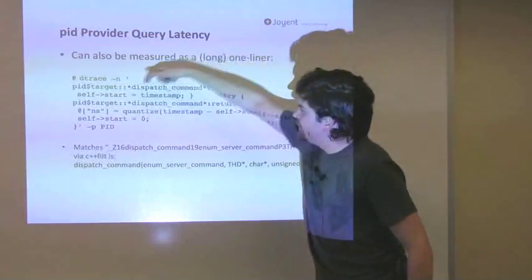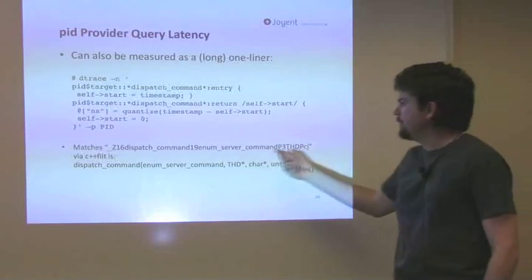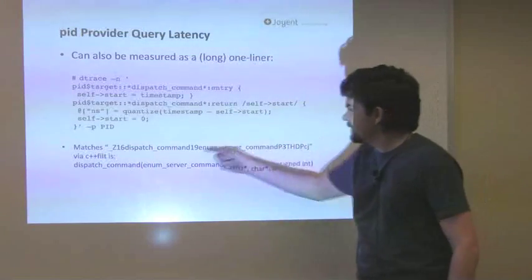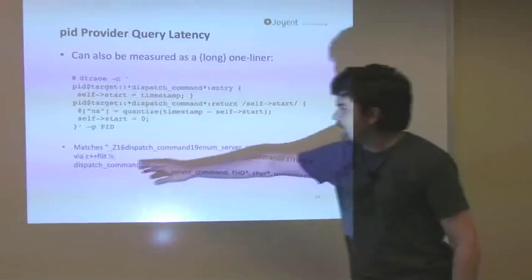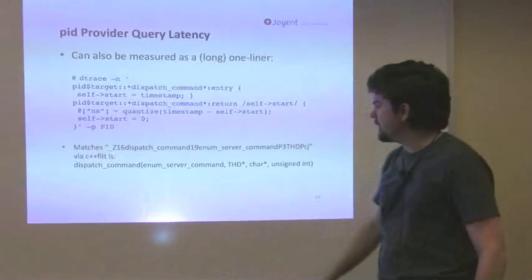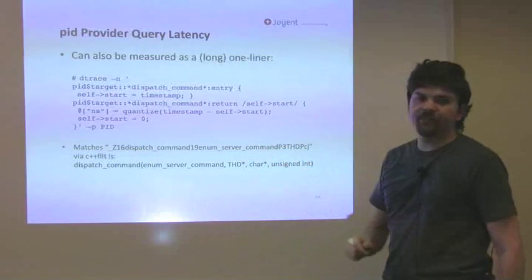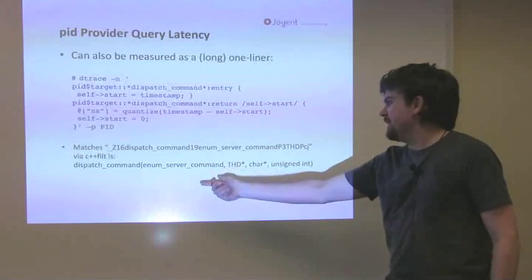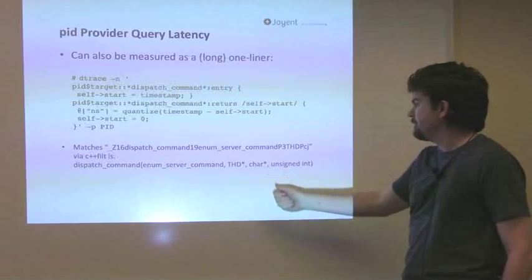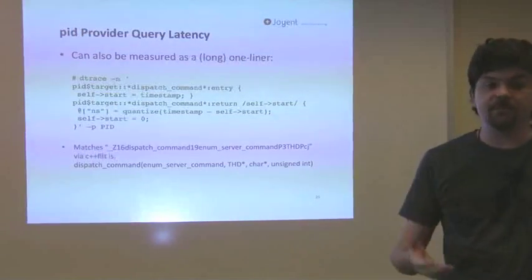There are wildcards around the dispatch command name because when it's actually compiled up, it looks something like this. It has all this junk around it. That's the C++ signature. If you run that through c++filt or gc++filt, it'll actually print out the type of the function. So we've got dispatch command, enum server command, thread pointer, character pointer, and an unsigned int. Or I can look up the source code, and we'll show that.